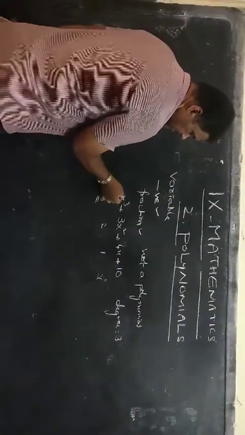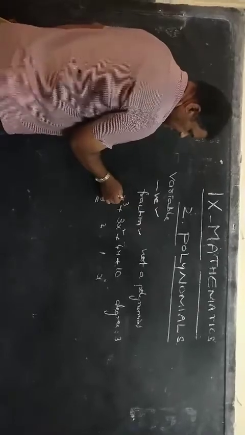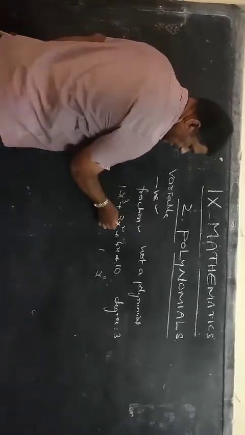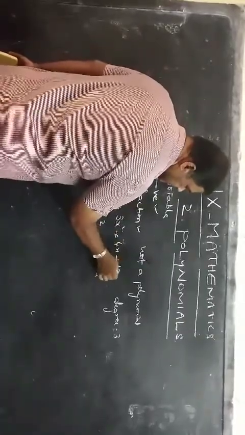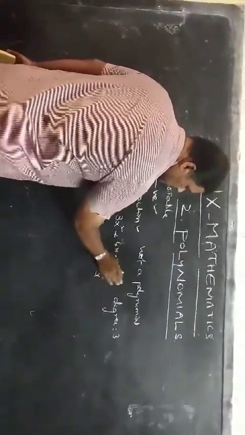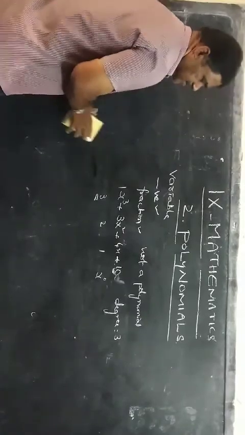Here the number written on the left side of the variable is called the coefficient. Here the coefficient is 1, here the coefficient is 3, here the coefficient is 4, here the coefficient is 10, because we can write x to the power 0, so the coefficient is 10.